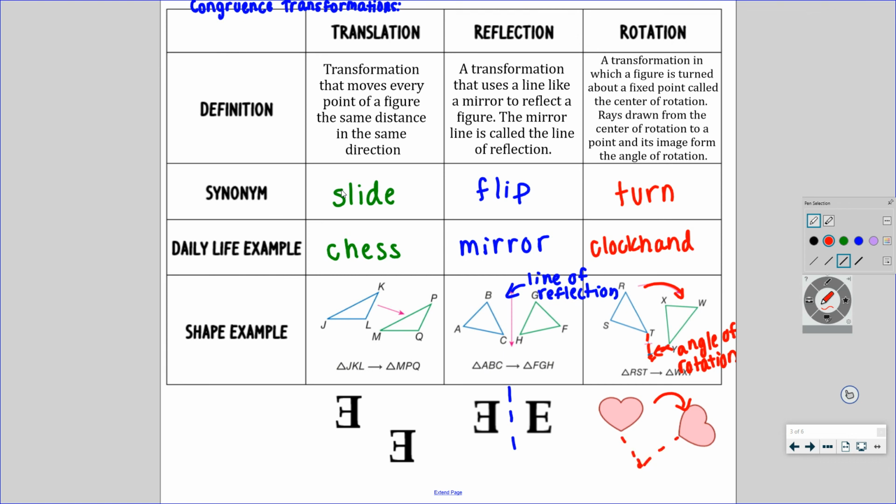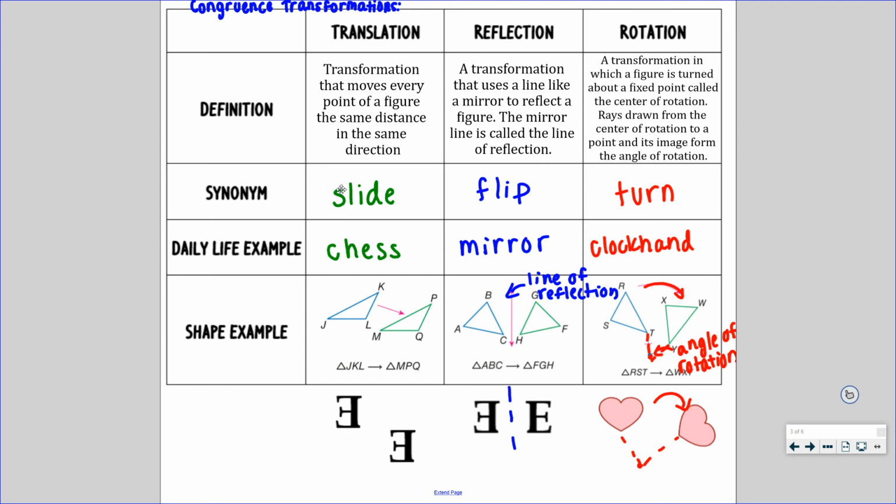Now let me ask you this. Are these hearts still congruent to each other? Are the size and shape still the same? Yes. Same with these triangles, right? I could still calculate the distance. I'm not changing the size of the shape. I'm just changing its orientation in this case. That's what a congruence transformation is.